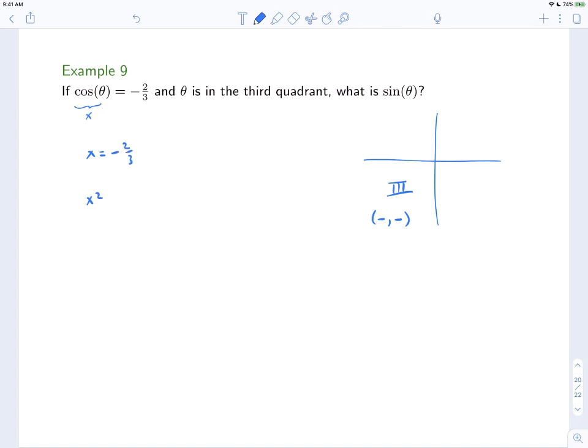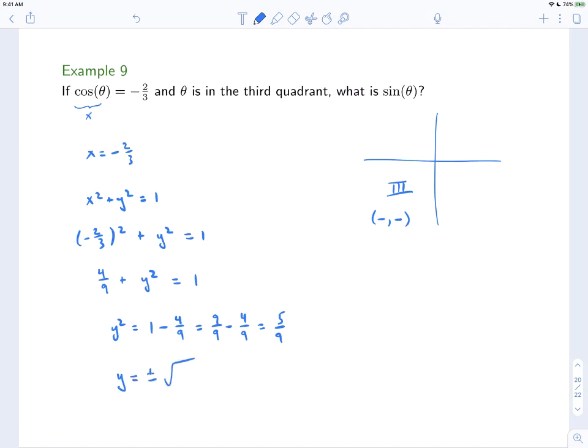And we know that x squared plus y squared is equal to 1. So negative 2/3 quantity squared plus y squared is equal to 1. So if you square a negative number, you're still going to get a positive number. So this will be 4/9 plus y squared equals 1. So y squared is 1 minus 4/9, which is 9/9 minus 4/9, which is 5/9. So y squared is 5/9, so y is plus or minus the square root of 5/9, which is plus or minus the square root of 5 over 3.